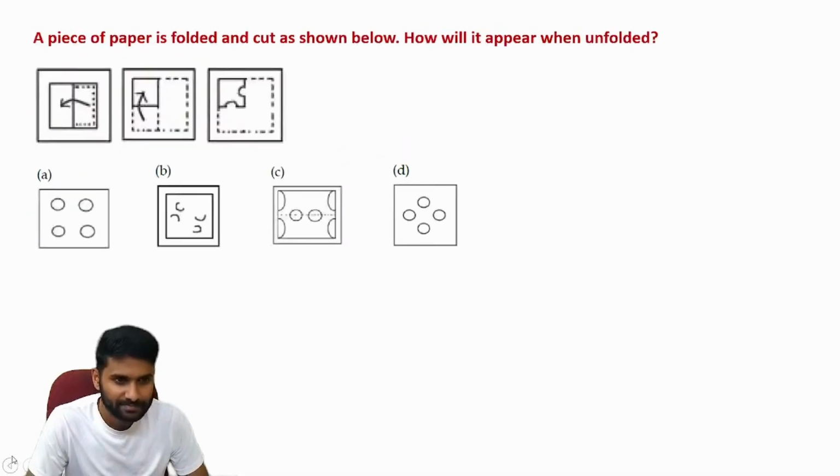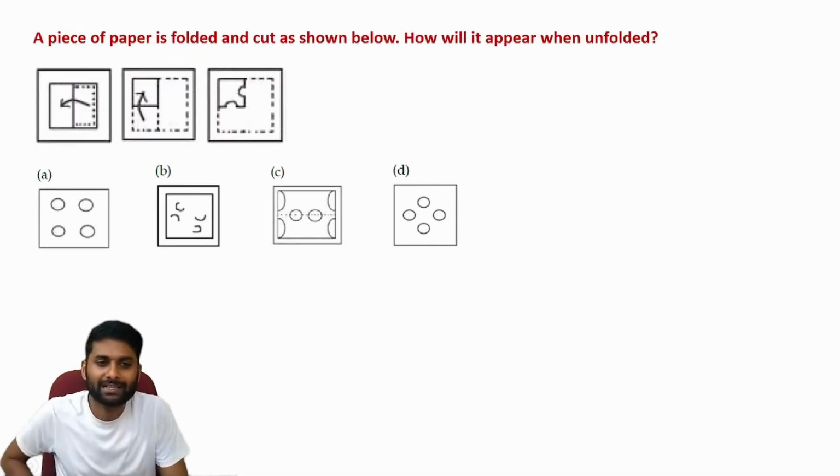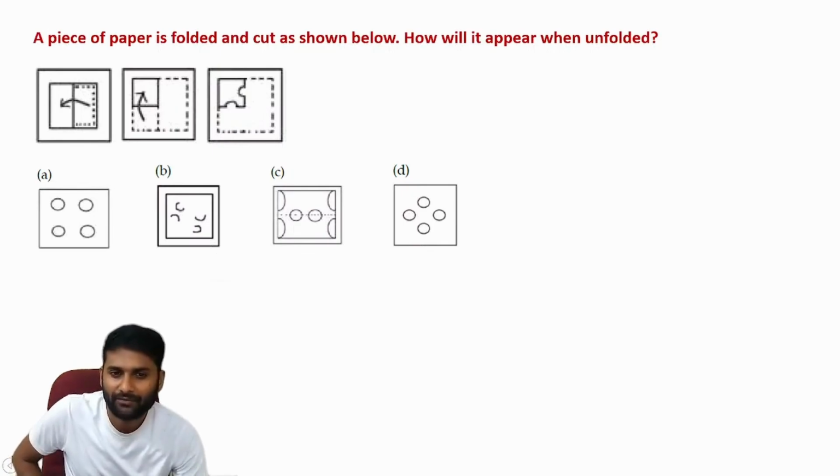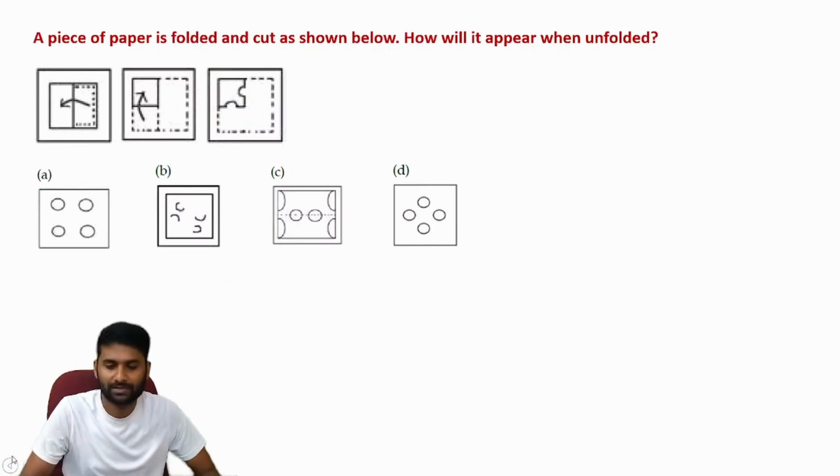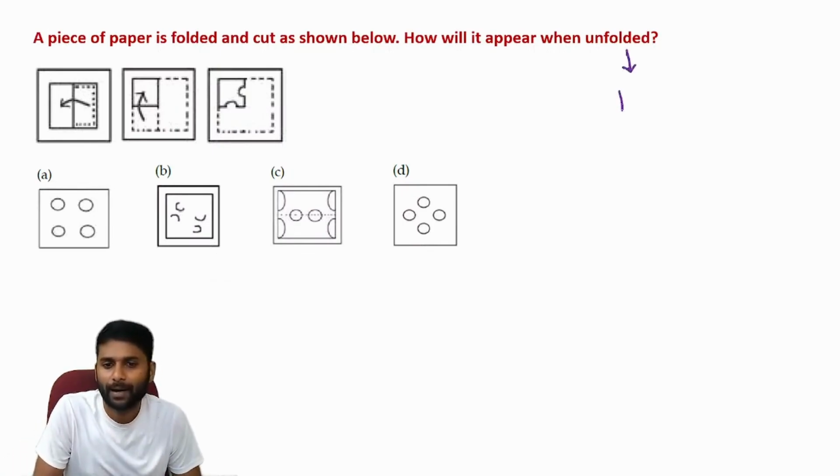Next. A piece of paper is folded and cut as shown below. How will it appear when it is unfolded? It's a concept of paper cutting and folding. Paper cutting and paper folding.